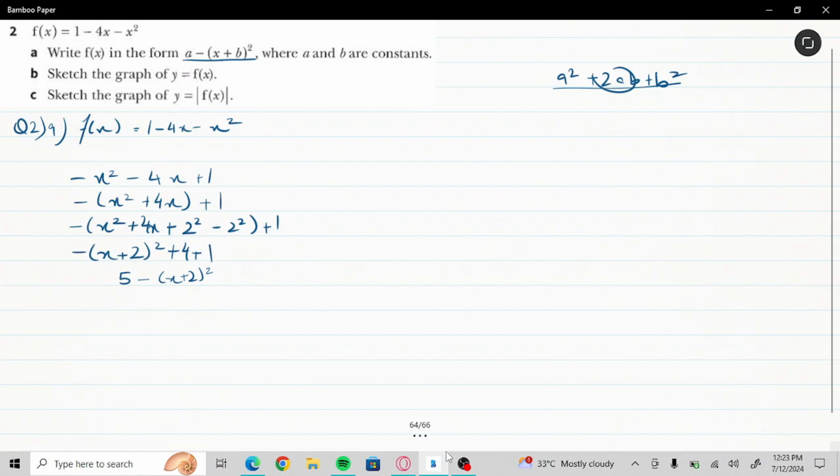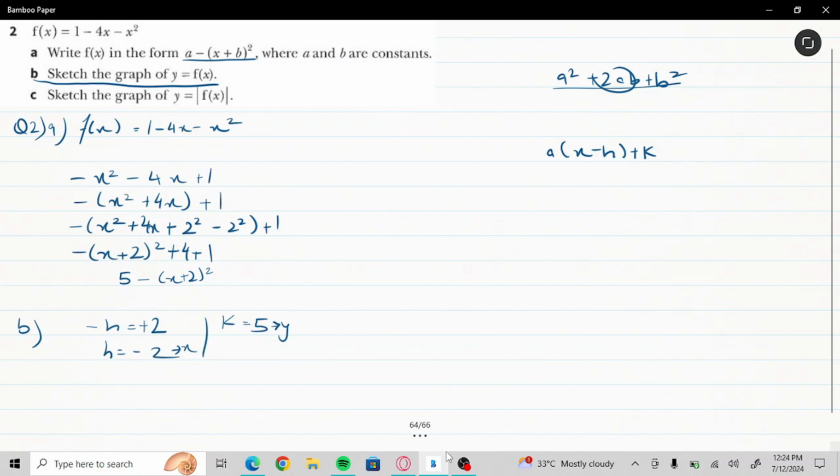Again, what they have asked us in the second part is to sketch the graph of y equals f(x). So here we are taking the function value to be the y-axis. We already know the minimum and maximum point. So a minus (x minus h) plus k. As we can see, negative h is equal to positive 2. Oops, sorry. Positive 2, h is equal to negative 2. And for k, we have k equals 5. So the x value is negative 2 and the y value of the turning point is positive 5.